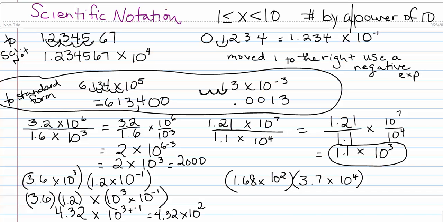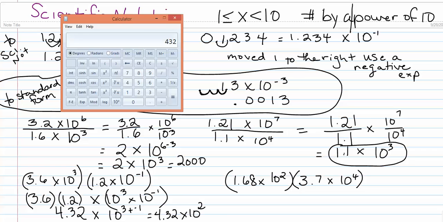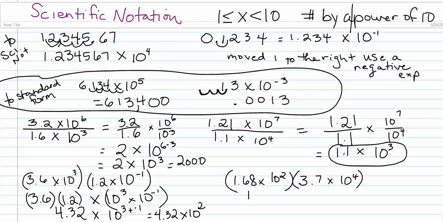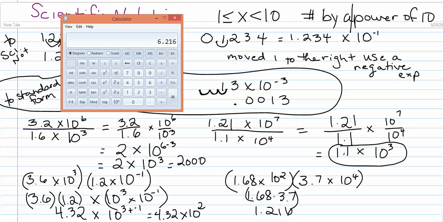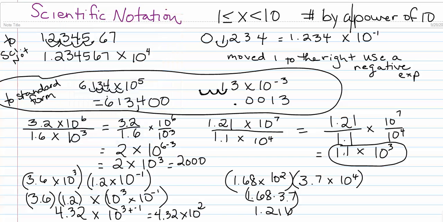Okay, if this next example does not come out with a number between 1 and 10, then I'll choose one that does. So 1.68 times 3.7. When I do the 1.68 times 3.7, I get 6.216. That's why I double checked, because I wasn't sure. It doesn't make sense that it would be 1.